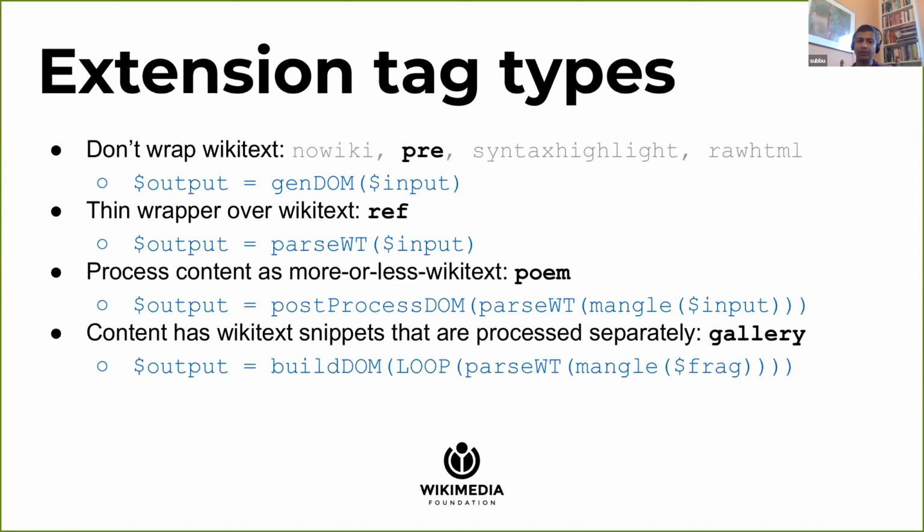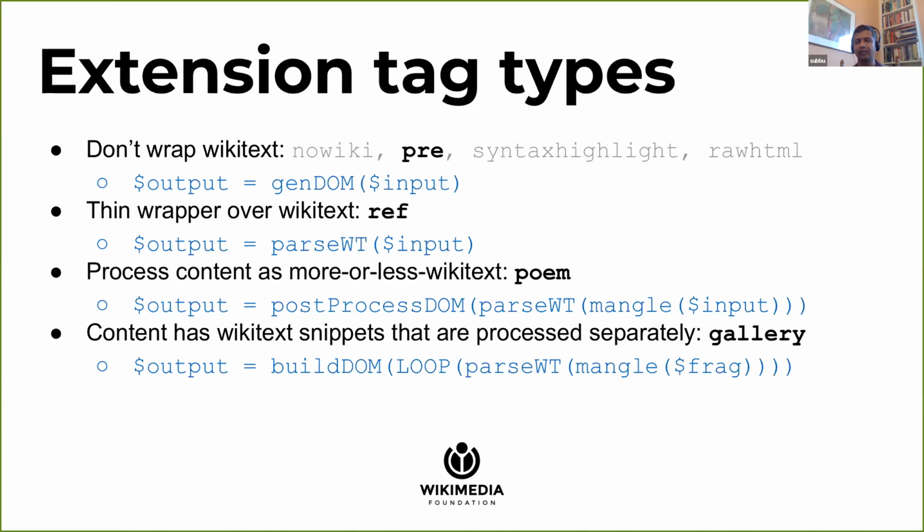And so you won't be able to use that content directly with the parser. So you'll have to process it beforehand so that the string you pass to the API looks like standard Wikitext. And then you have to post-process the DOM to generate the output you need. And lastly, you may have extensions like gallery, which has snippets of Wikitext in there, but it's not entirely Wikitext.